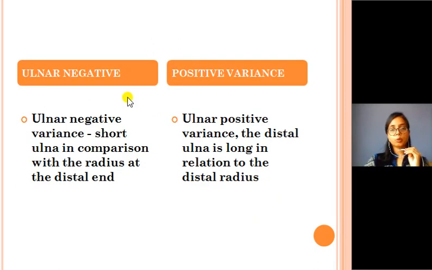Now, there are 2 typical terms which are known as ulnar negative variance and ulnar positive variance. Ulnar negative variance is when the ulna is comparatively shorter than the radius at its distal end. Ulnar positive variance is when the ulna is longer at its distal end than the radius. This is important for weight bearing considerations and appropriate distribution of the load.